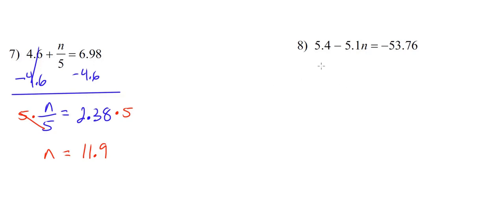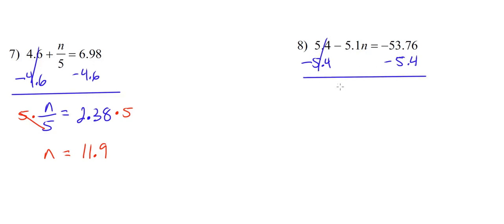All right, last problem. We have 5.4 minus 5.1n equals negative 53.76. We need to get n alone. We need to get rid of this 5.4 and this negative 5.1. Step 1, undo addition or subtraction. Again, do not get confused and think that we're undoing minus 5.1. This is a negative 5.1 that is right next to n. That's multiplication. First, we need to undo addition or subtraction. So we need to get rid of this 5.4. It's a positive 5.4, so we're going to subtract 5.4 from both sides.